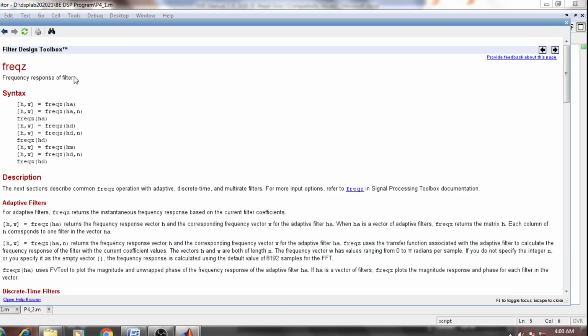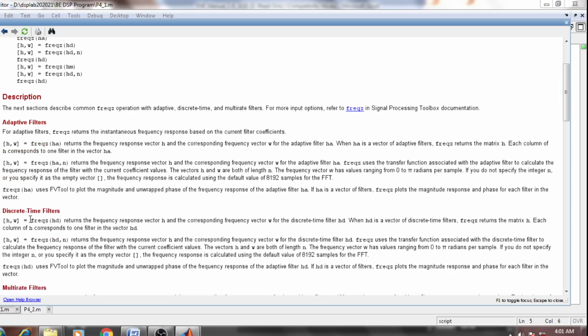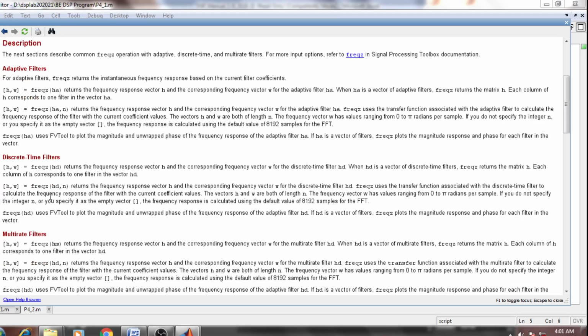The frequency response of the filter will be obtained with the help of the function named freqz. This function can be used in these ways. Near about six ways are given to you. With the help of this you are able to see the response of the filter. So here you can see the example, how the discrete time filter is returning the value.